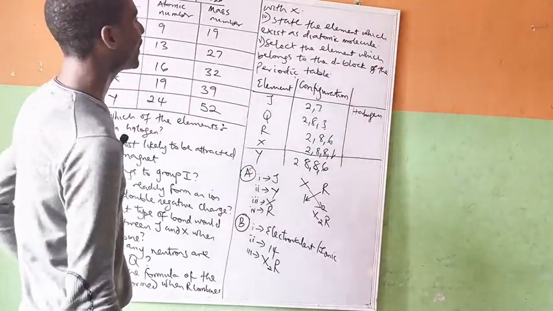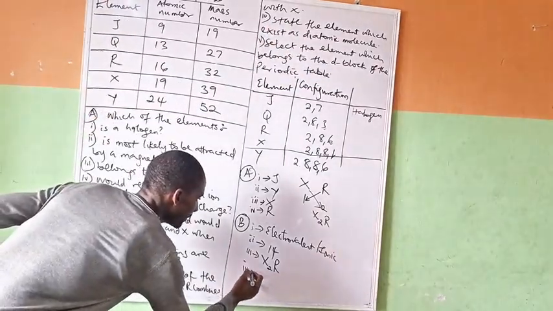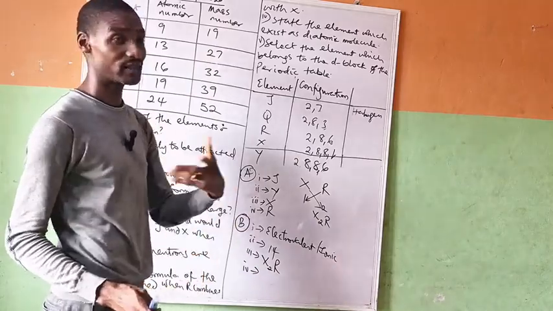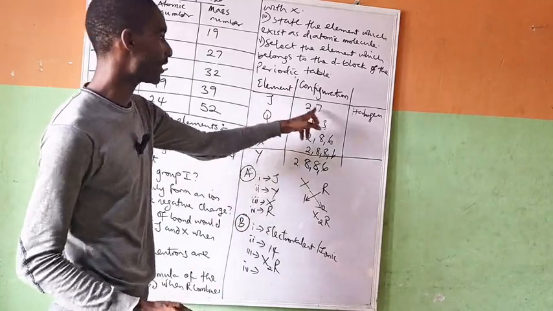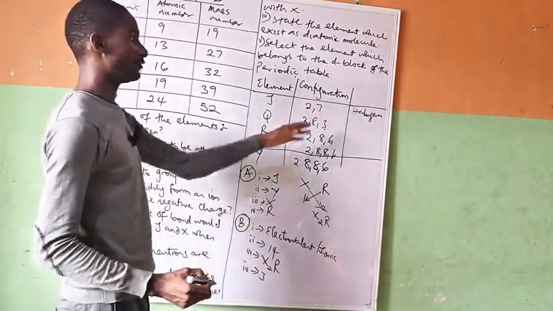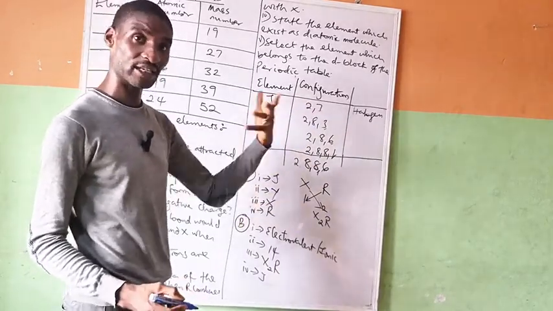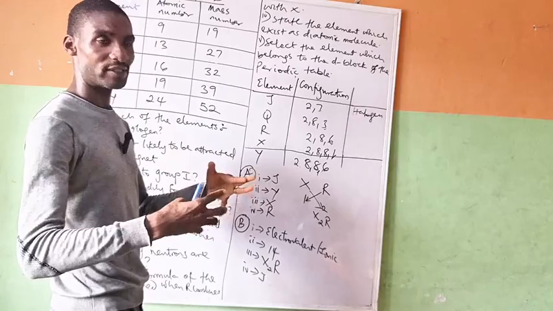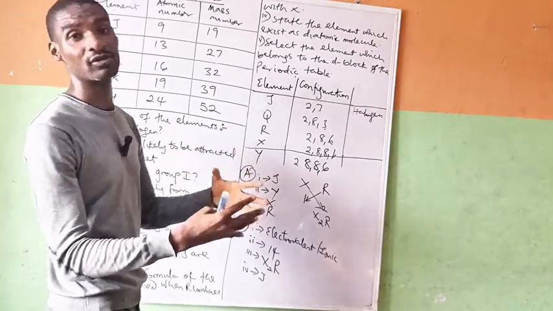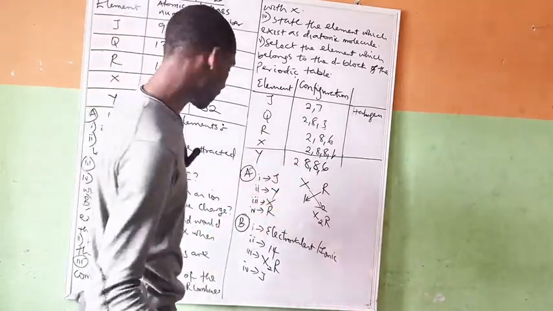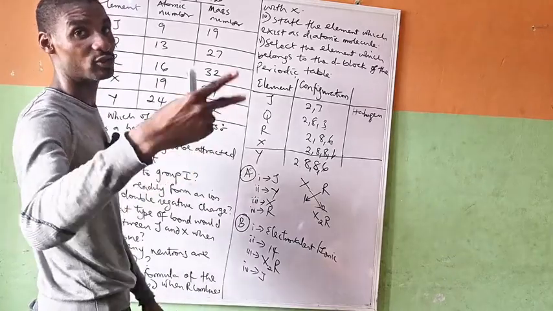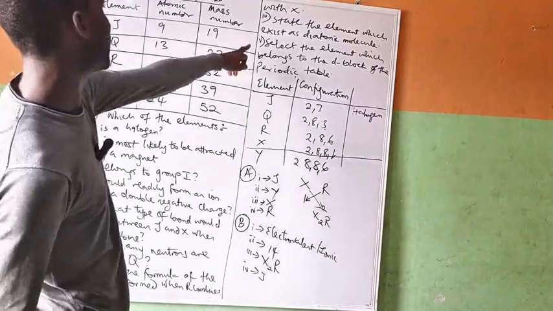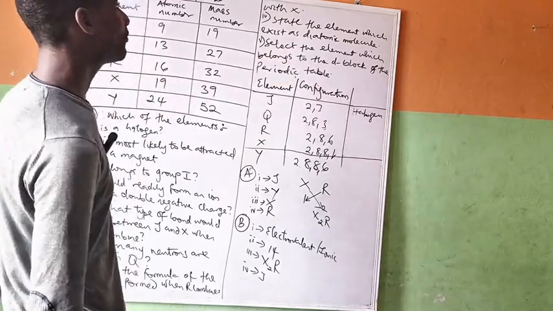Then state the element which exists as a diatomic molecule. Number 4. Diatomic molecule means 2 atoms. So the halogens are usually the ones that exist as diatomic molecules, the group 7 elements, and the answer is J. So J, fluorine exists, fluorine, iodine, chlorine, bromine. They have that ability to react together, and they form diatomic, 2 atoms, chlorine gas Cl2, bromine, and so on.